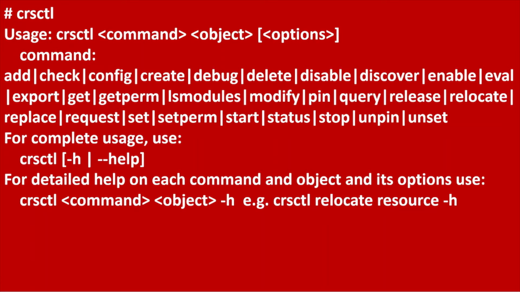The syntax is CRSCTL command object options. You can get help to get the exact syntax of this command. You can use add, check, config, create, debug, delete, disable, discover, enable commands of CRSCTL, and you can get help with CRSCTL command object -h, which gives you the exact syntax to run these commands.